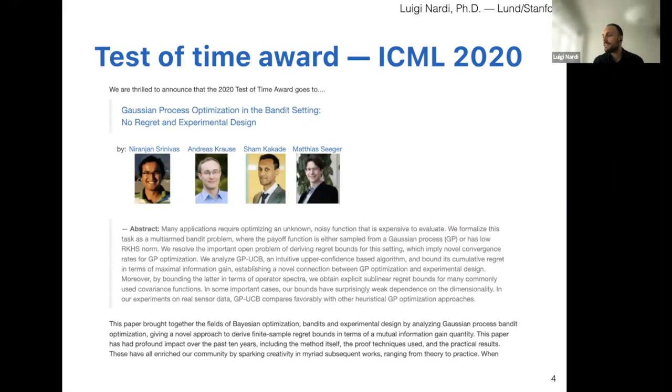Another thing that is nice to mention is that in 2020 at ICML, this work on Bayesian optimization got the Test of Time Award, which was another indication of how Bayesian optimization is perceived, at least in the machine learning community, in one of the top conferences in the field. This is another success story of how impactful Bayesian optimization was in the last 10 years and appreciated by the community.